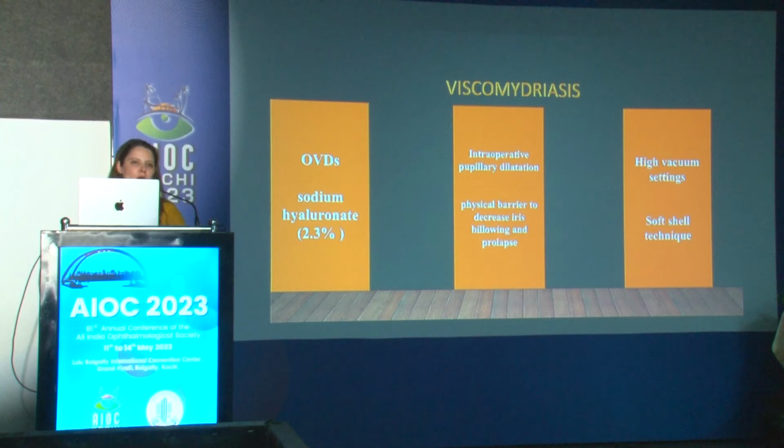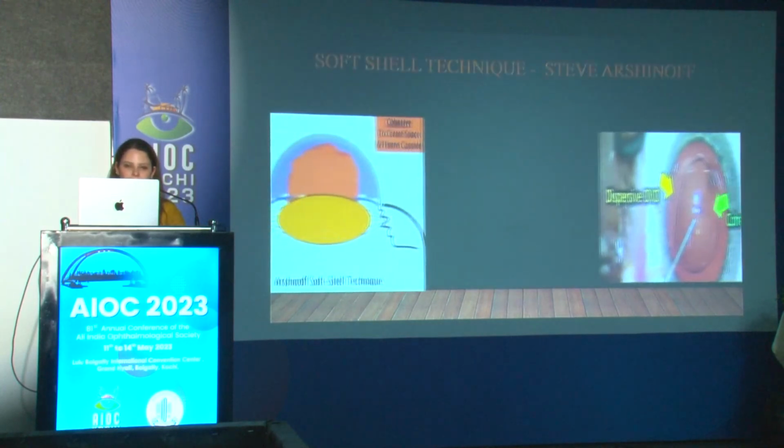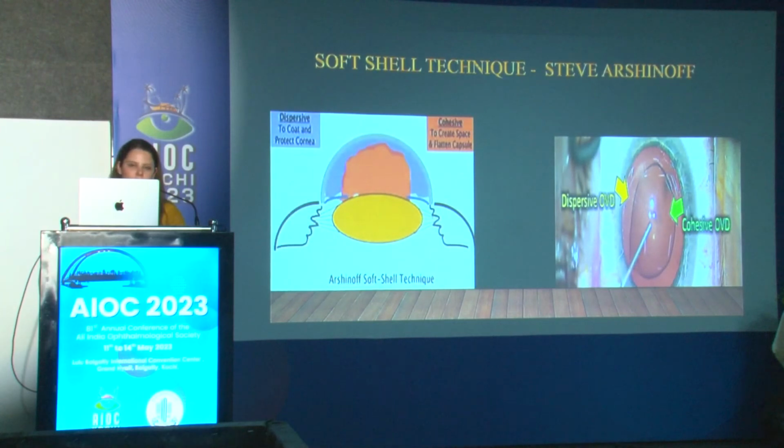In case we have to do high vacuum settings, there was a technique devised by Steve Arshinoff known as the soft shell technique. In this, we put a dispersive viscoelastic which coats and protects the cornea, and then a cohesive viscoelastic to flatten the capsule.